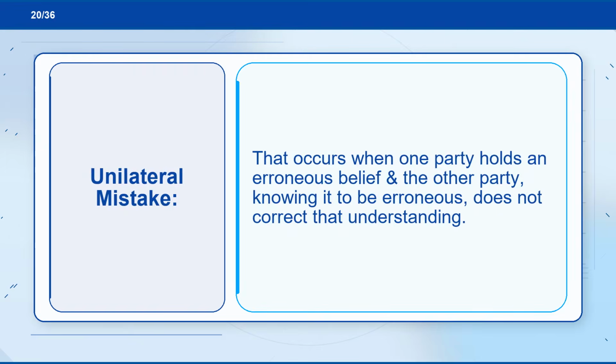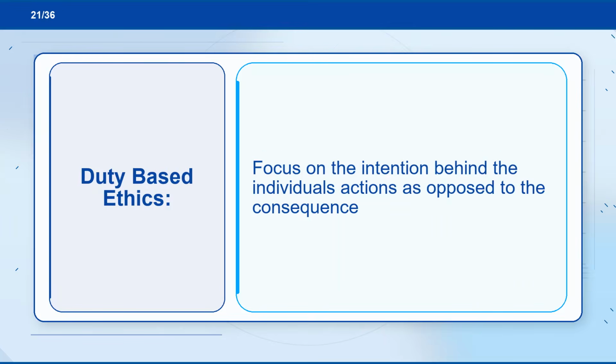Flashcard 20. Term: unilateral mistake. Definition: occurs when one party holds an erroneous belief and the other party, knowing it to be erroneous, does not correct that understanding. Flashcard 21. Term: duty-based ethics.